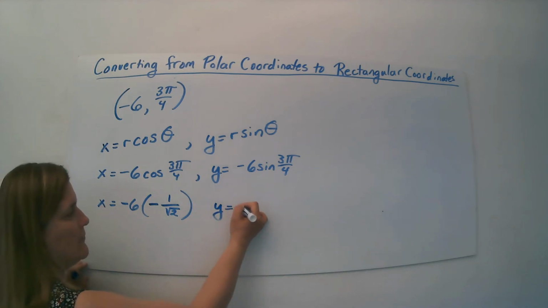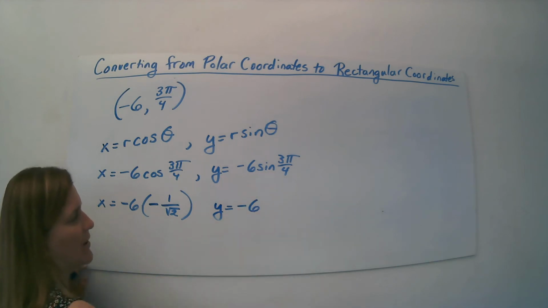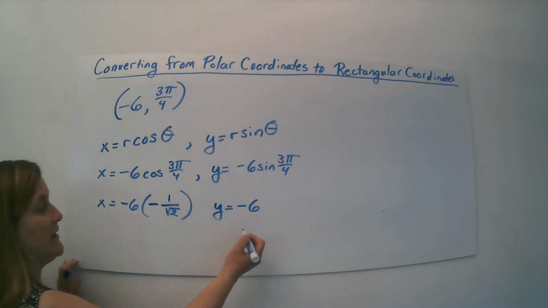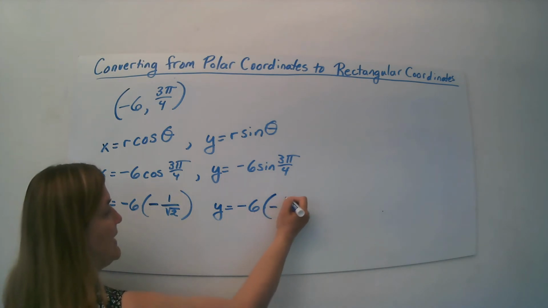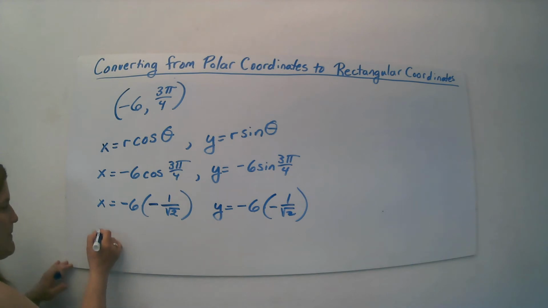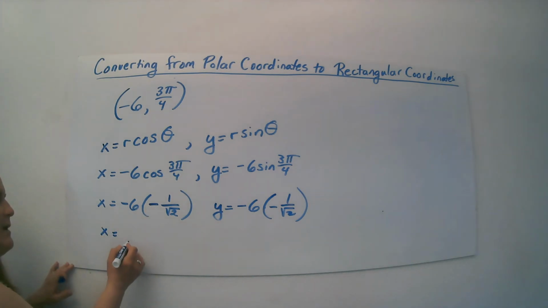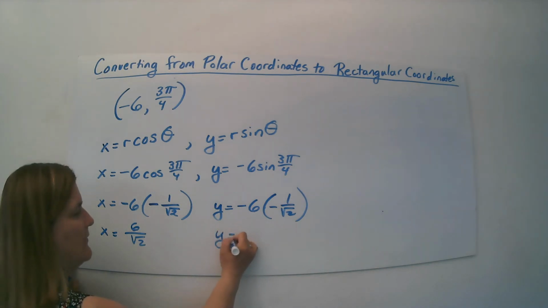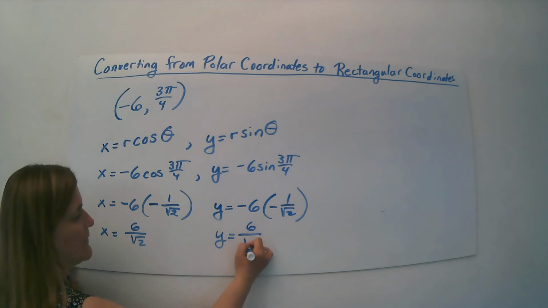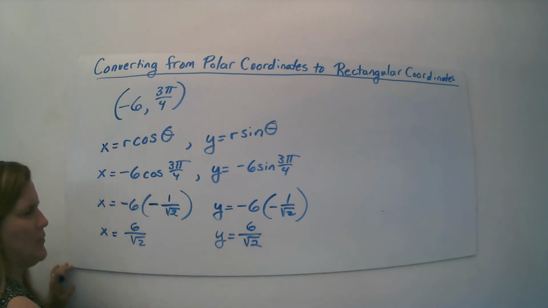Similarly over here, we substitute in the sine of 3 pi over 4. Again, it's the second quadrant, but the sign is positive in the second quadrant, so it is negative 1 over square root of 2, or negative square root of 2 over 2. So when we multiply, we have 6 over square root of 2, and here we have also 6 over the square root of 2. What did I do?